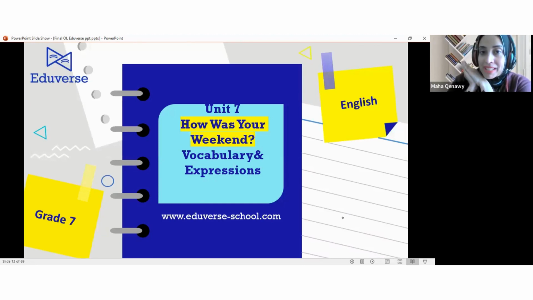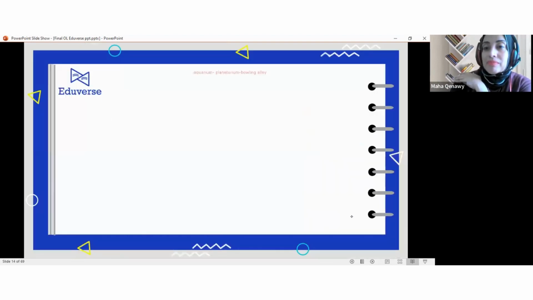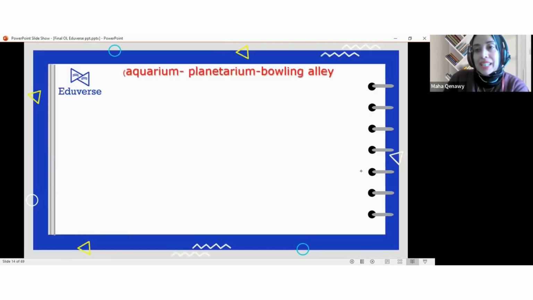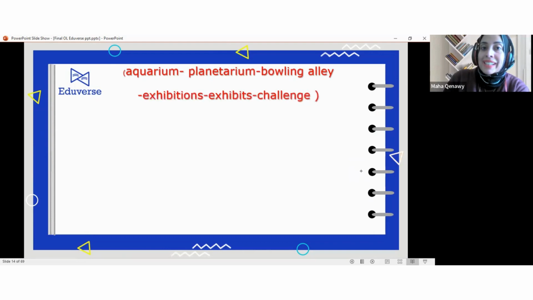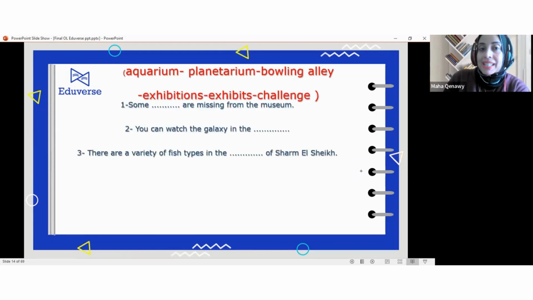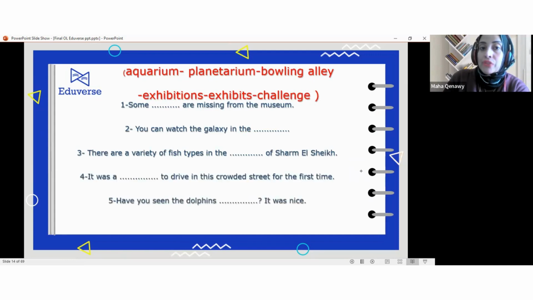Same unit, my friends, but this time with vocabulary and expressions. Let's see these words. Remember them? Aquarium, planetarium, bowling alley, exhibitions, exhibits, and challenge. Let's see the statements that we have to fill in with these words. Number 1, some are missing from the museum. This is a museum, and a museum has a lot of things to show to people.